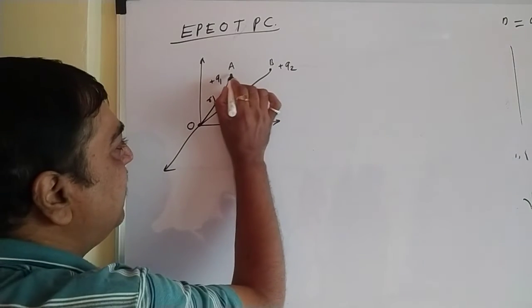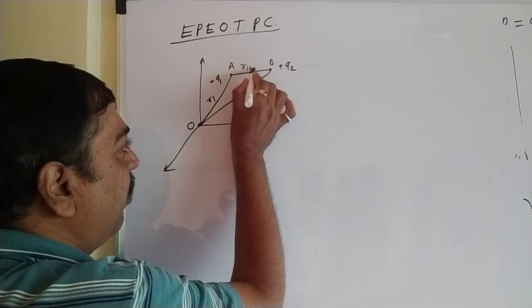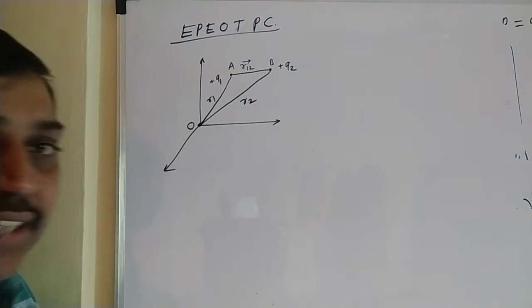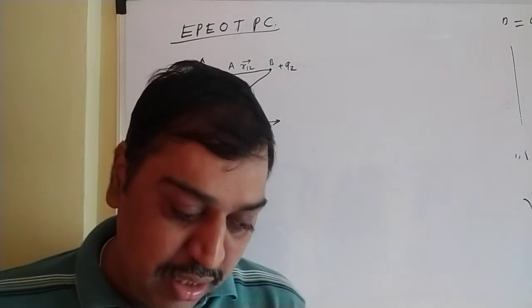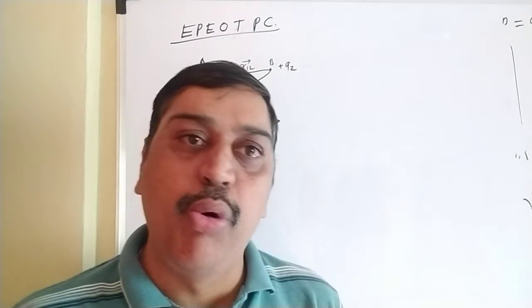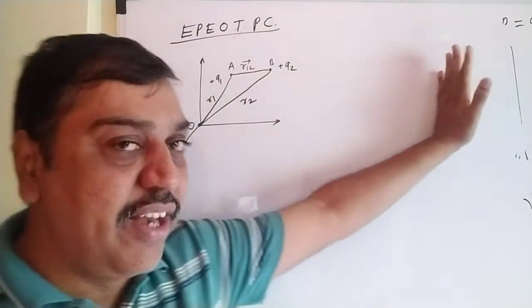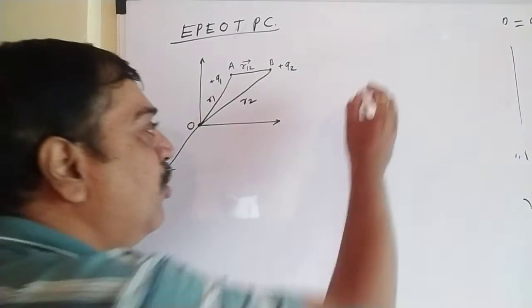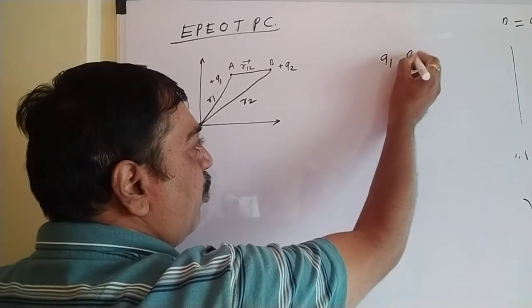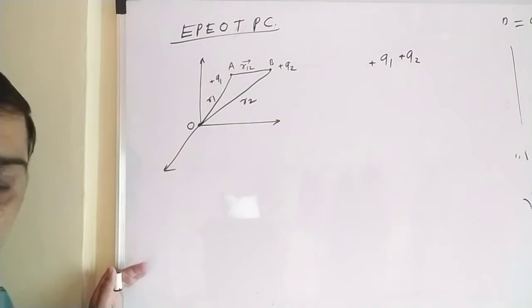Now the distance I have drawn between A and B is the distance R12, the distance between the 2 charges. Suppose both the charges Q1 and Q2, to be kept at A and B, are at infinity somewhere. Q1 is here and Q2 is here at infinity. They are not shifted here. Nothing is in this system.